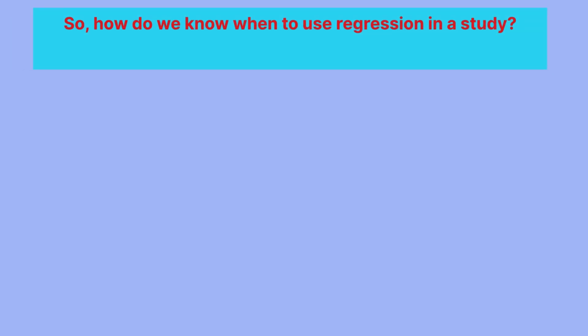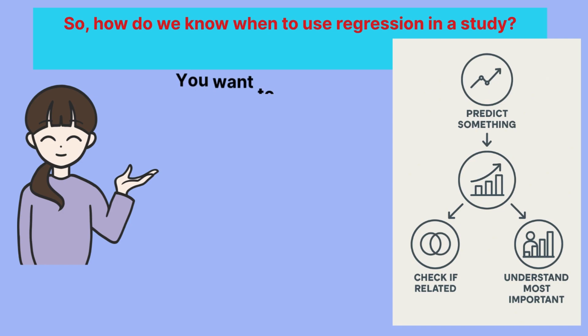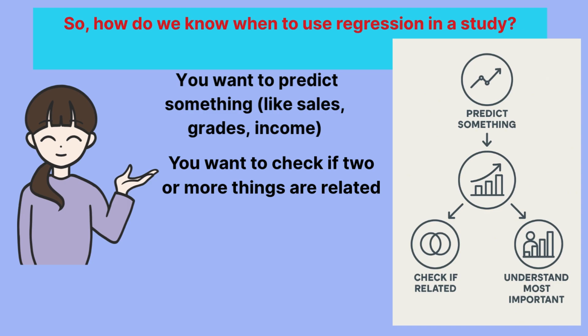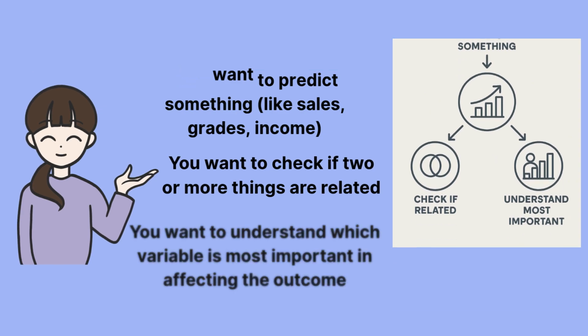So, how do we know when to use regression in a study? Here are a few signs. You want to predict something, like sales, grades, income. You want to check if 2 or more things are related. You want to understand which variable is most important in affecting outcome.